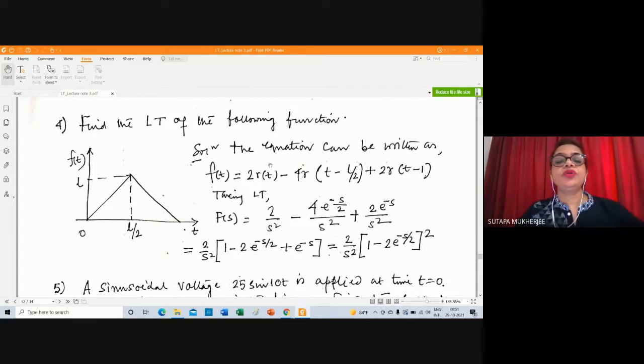Just tell me yes or no. The representation of this function, only this one. Just follow the mouse. Is it clear? The ramp representation of this?